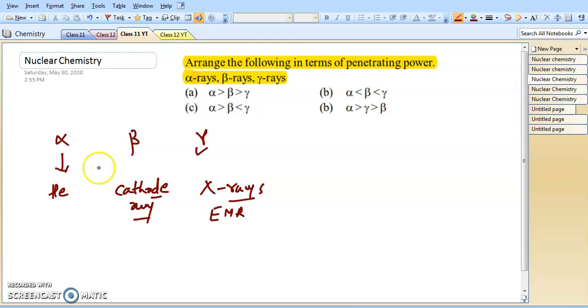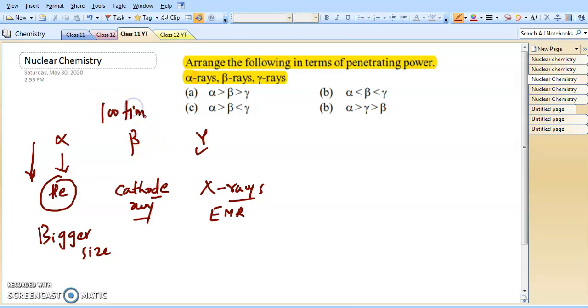Now these alpha particles have a bigger size, and because of this big size, their penetrating effect is reduced. So it is said that beta particles have a penetrating effect 100 times greater than alpha particles, and gamma rays have a penetrating effect even 1000 times that of beta.